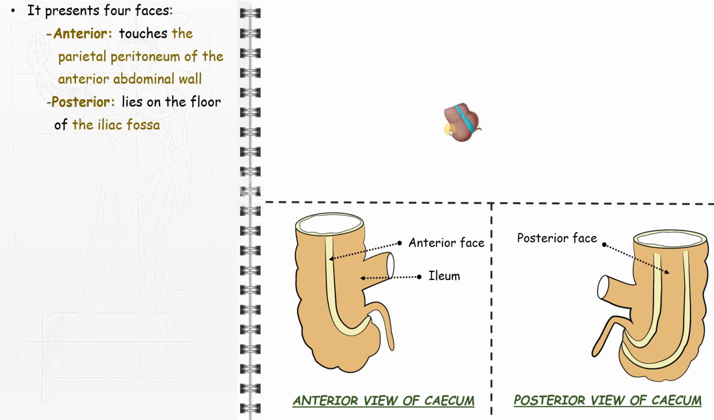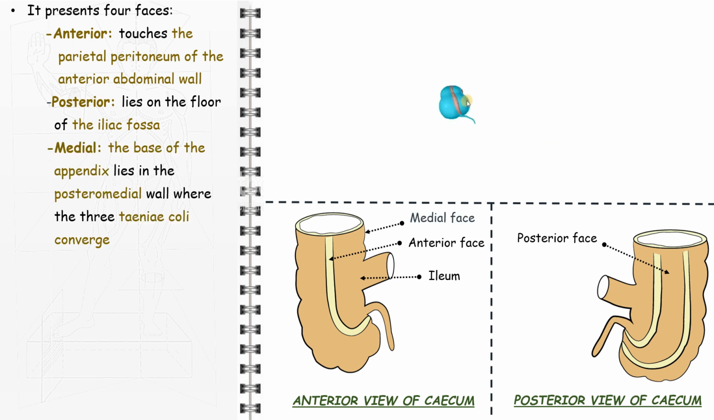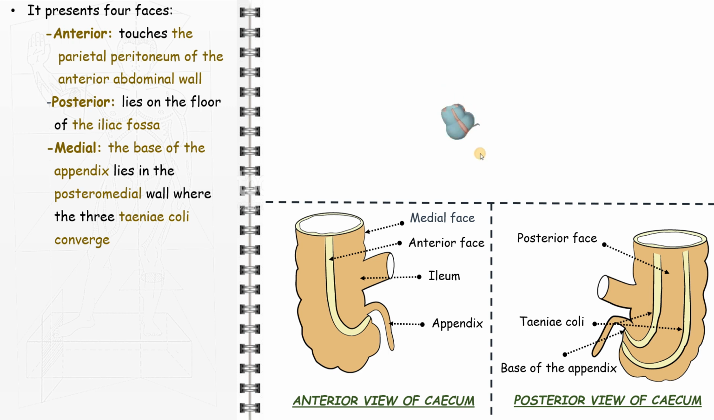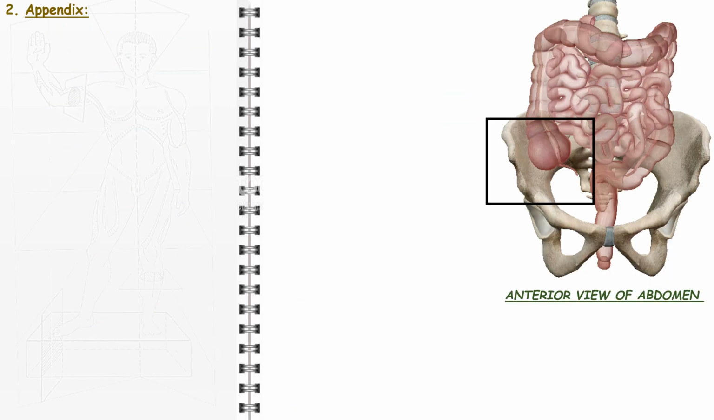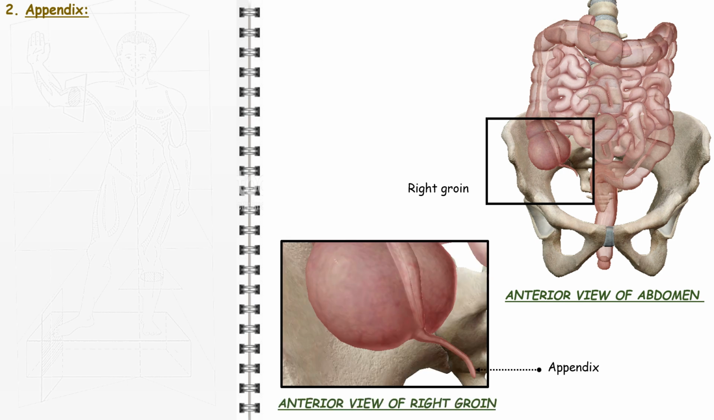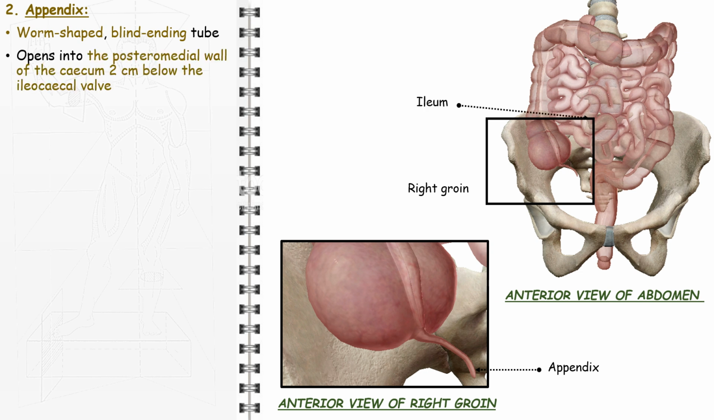The base of the appendix lies in the posteromedial wall where the three taeniae converge. The lateral wall outgrows the medial and bulges down below the base of the appendix in the adult. The appendix is a worm-shaped and blind-ending tube that opens into the posteromedial wall of the cecum 2 cm below the ileocecal valve. Externally, the base of the appendix is at the point of convergence of the three taeniae on the posteromedial wall of the cecum.